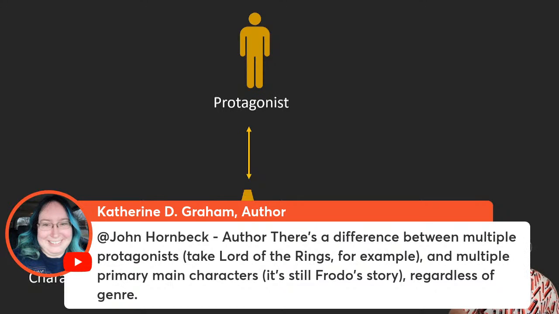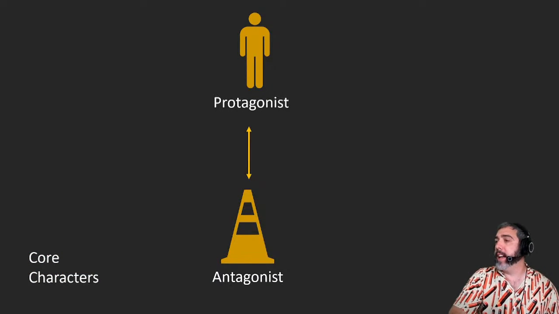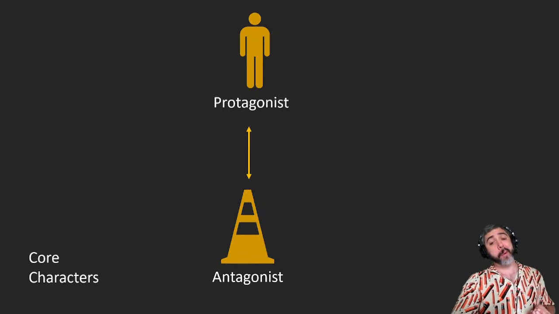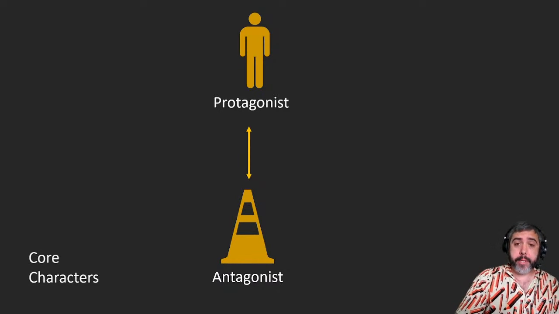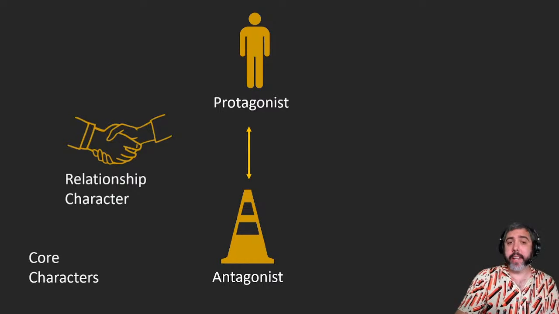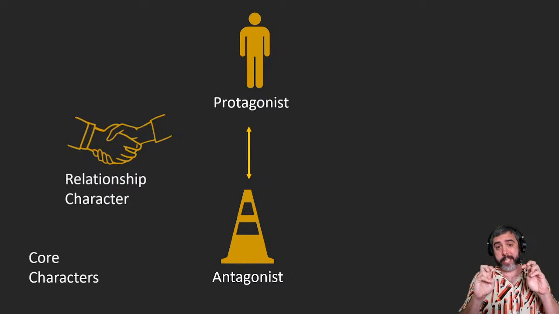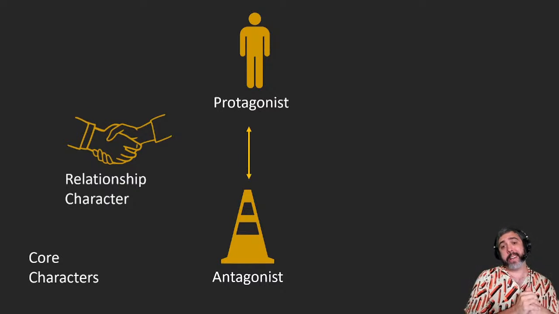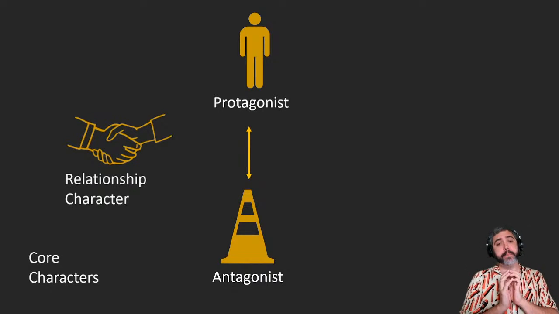Right. There's a difference between multiple protagonists and multiple primary main characters, regardless of genres. All right. So, somebody brought up romance. This is a really good example. When it comes to romance, it can be hate to love as the secondary viewpoint. The other one that often comes up is the relationship character. Now, the relationship character is not necessarily the person that they're going to actually form a love interest in. The point is they're the character that explains the relationship of the main character to the world.